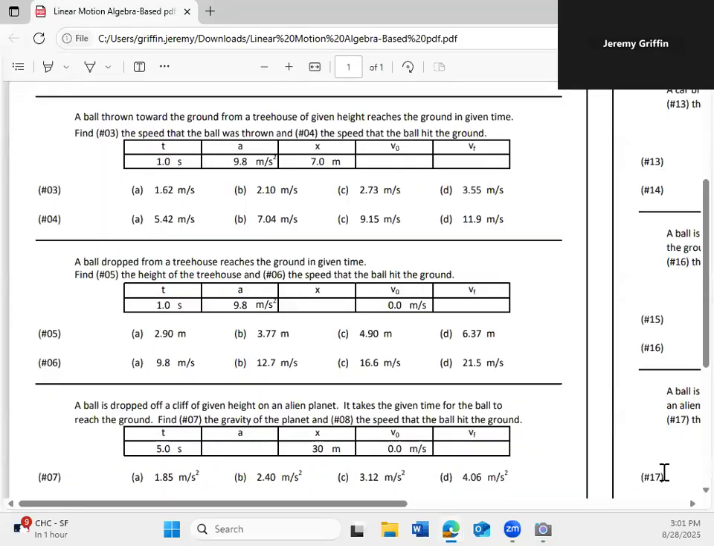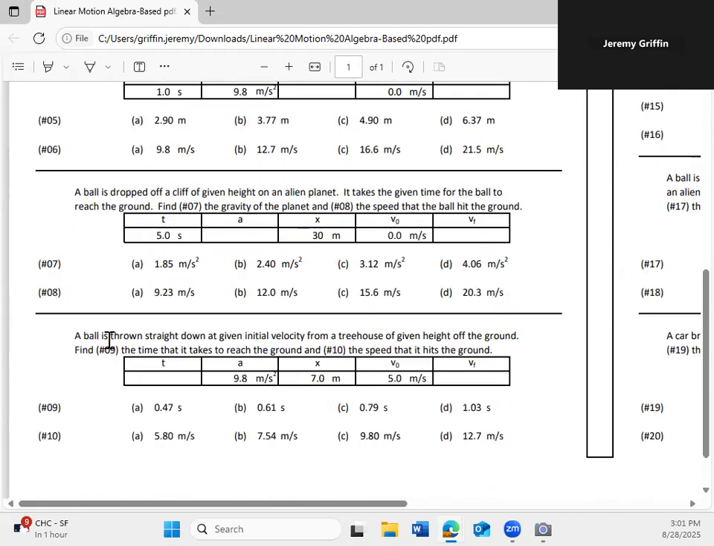All right, so I want to pick another couple off here before we try something else. Let me scroll down to this scenario. I'm going to stick to a tree house, except now we're going to throw the ball straight down. So the ball's thrown straight down at this given initial velocity. Ooh, look at that. I'm throwing it down at 5 meters per second. I know the height of the treehouse. I've got a 7-meter tall treehouse, and we're in Earth gravity.